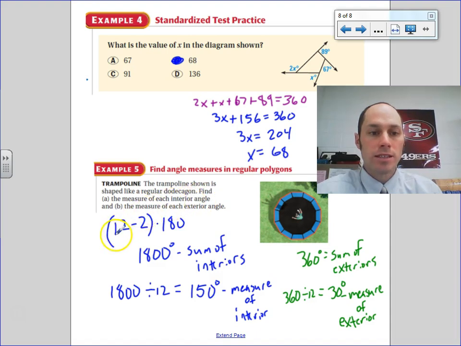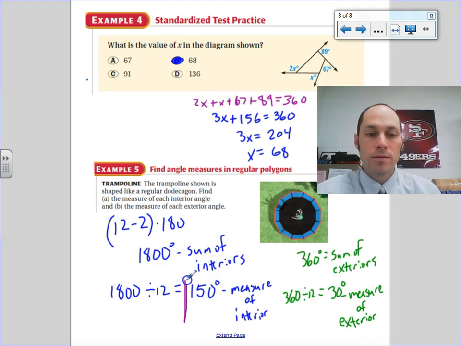Well, there's 12 sides, so 12 minus 2, because there's 10 triangles. 10 times 180 is 1800. So that's the total number of degrees in the interior angles. Since there are 12 congruent angles, I can divide that by 12, get 150 degrees for the measure of each interior angle. I know 360 degrees is the sum of all the exterior angles, and since there are 12 exterior angles, I can divide 360 by 12 to get 30. That would be the measure of one exterior angle.